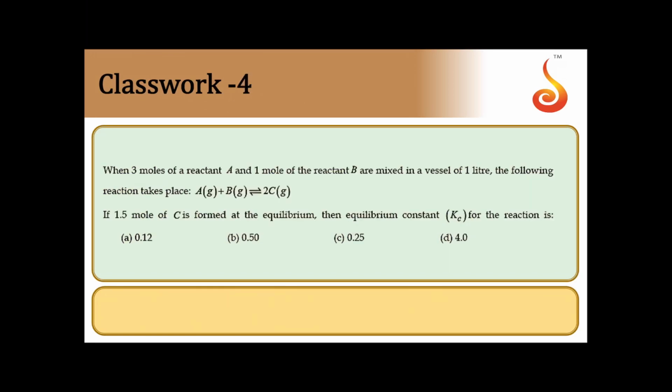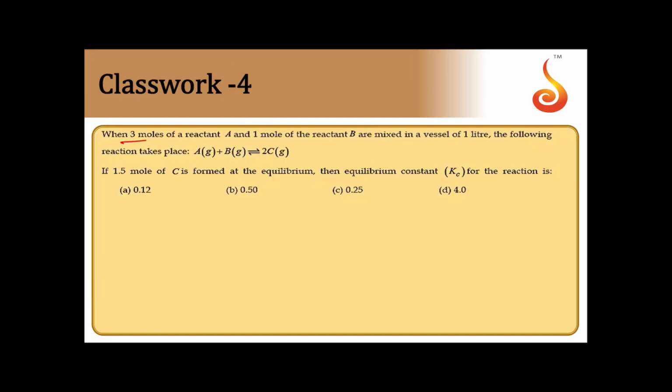Then, 3 moles of reactant A and 1 mole of reactant B are mixed in a 1 liter vessel. The following reaction takes place: A plus B giving 2C. If 1.5 moles of C is formed at equilibrium, what is the equilibrium constant for the reaction? So 3 moles of A and 1 mole of B are present initially in the 1 liter vessel, and at equilibrium 1.5 moles of C is formed.